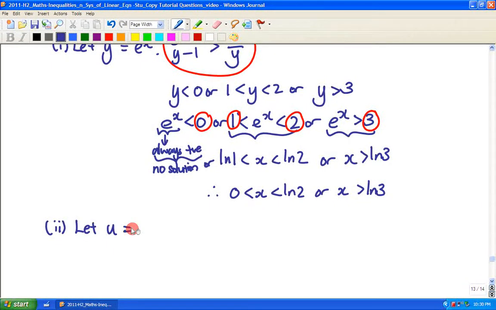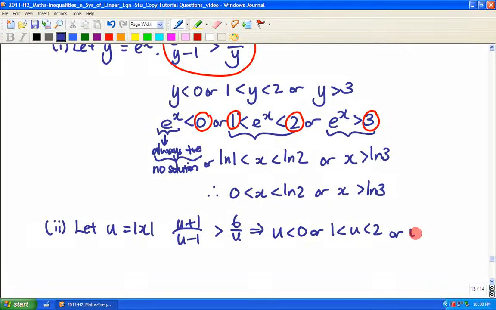Alright, now for part 2, we let u be equal to modulus x. This will simplify our inequality to u plus 1 over u minus 1 is greater than 6 over u. So this will give us u less than 0, or 1 is less than u less than 2, or u greater than 3. So we replace back again with modulus x.